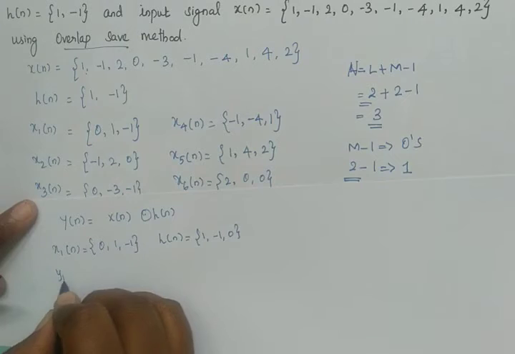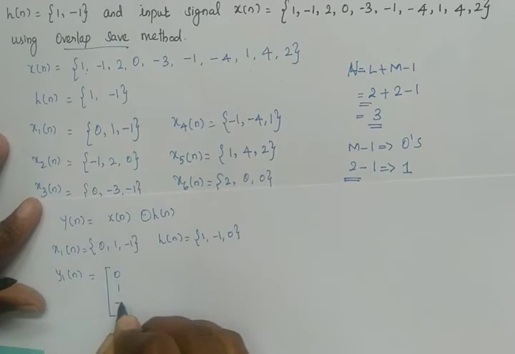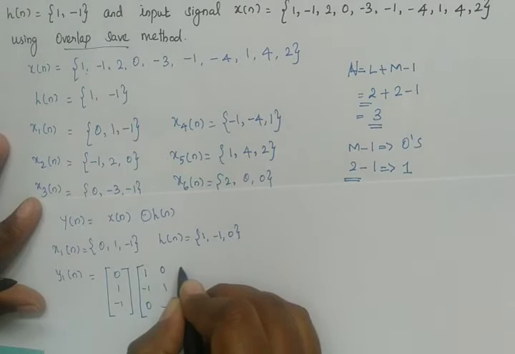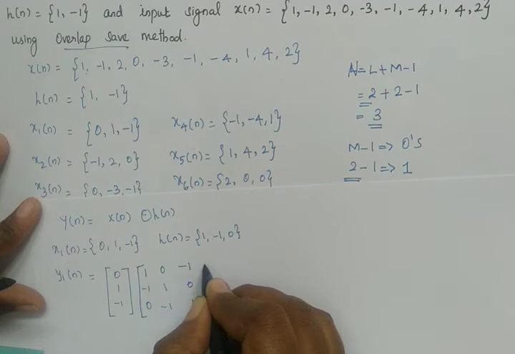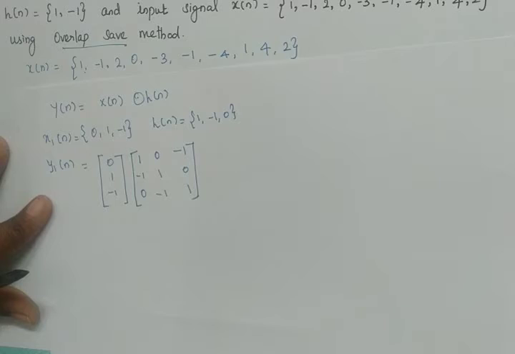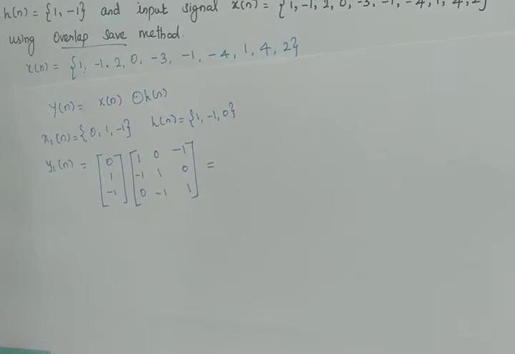Now what is y1 of n equal to? y1 of n is equal to 0, 1, minus 1, circular convolved with 1, minus 1, 0. Now take this 0, then 1, minus 1. Now take this minus 1, 0, then 1. If you take this 1 here again, the same thing will repeat, so let us stop here. Now what is the answer for this? Again let us do this multiplication.